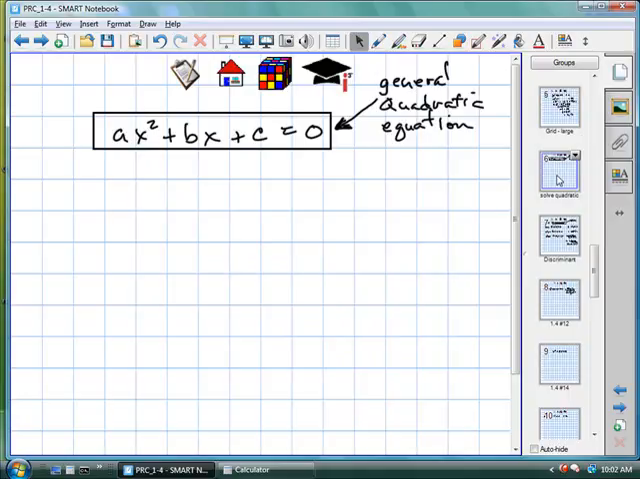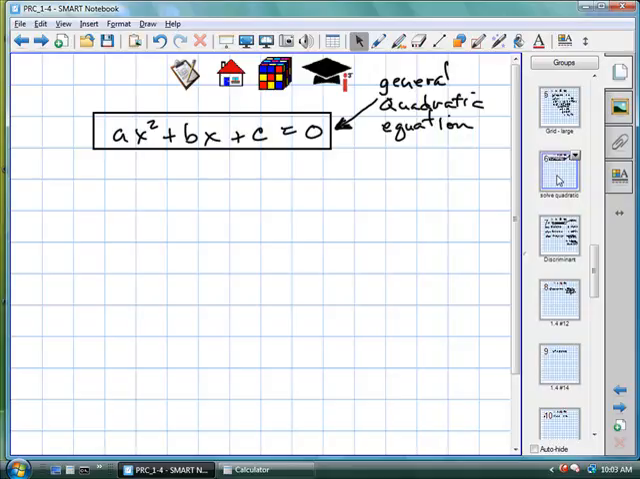Ax squared plus bx plus c. The a meaning any old generic coefficient out there, and then a different coefficient on the x, and then some constant on the end. So this takes care of any and every quadratic that ever was. Can you solve this for x? Well, I know you're probably thinking, I can just use the quadratic formula. This is true, but what I want you to do today is solve this by completing the square.